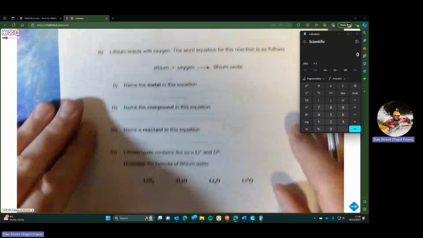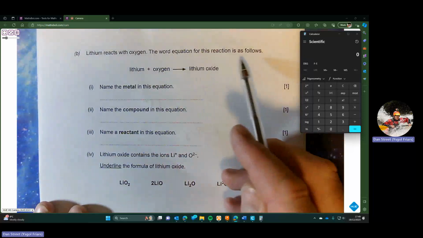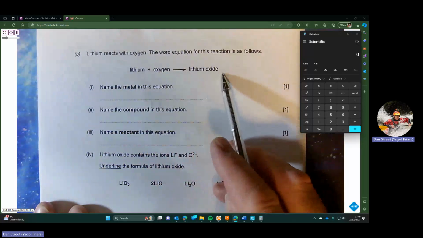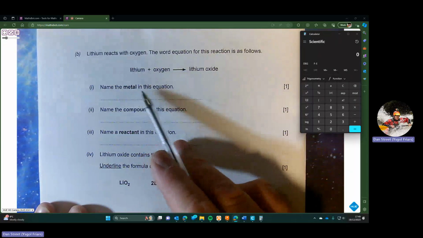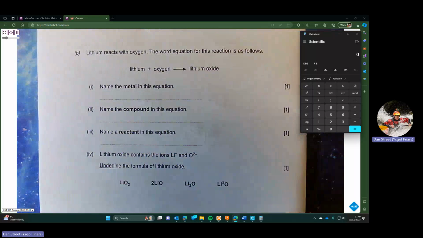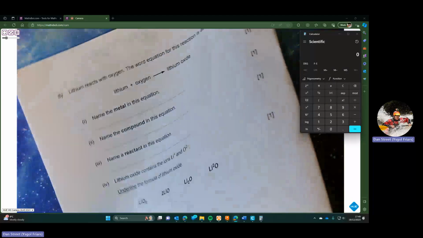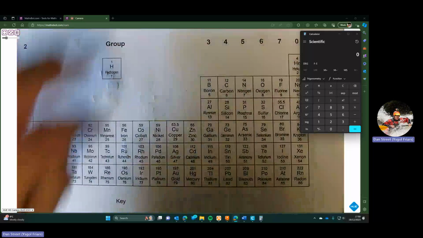So the next part of this question, we're told that lithium reacts with oxygen. The word equation for this reaction is as follows: lithium plus oxygen makes lithium oxide. Our first task is to give the name of the metal in this equation. Now it's very likely that some of you might recognize the metal without any help, but in case you're struggling, once again, we can refer to our periodic table. But we do need to remember something about the periodic table.